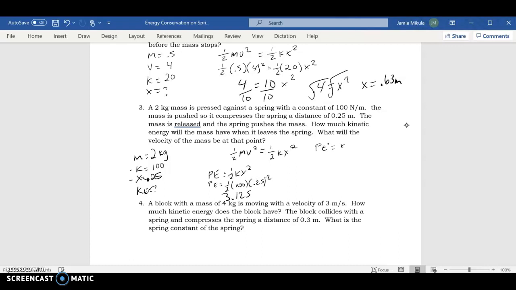PE is equal to KE. So 3.125 will now be the kinetic energy, and you can equal that to 1/2 mv squared. So 3.125 equals 1/2 the mass of 2, and solve for the velocity squared. Half of 2 is 1, bring all the other stuff down, divide 1 by both sides, and then take the square root of that. So you're going to take the square root of 3.125 to get a velocity of 1.77 meters per second.